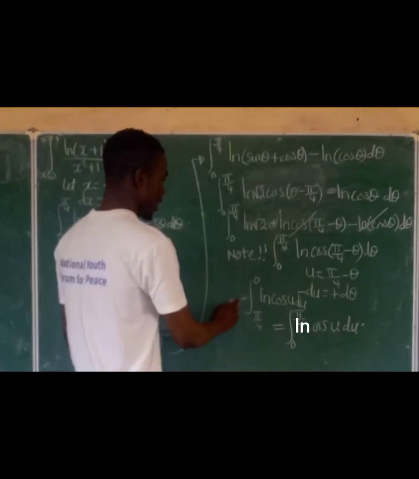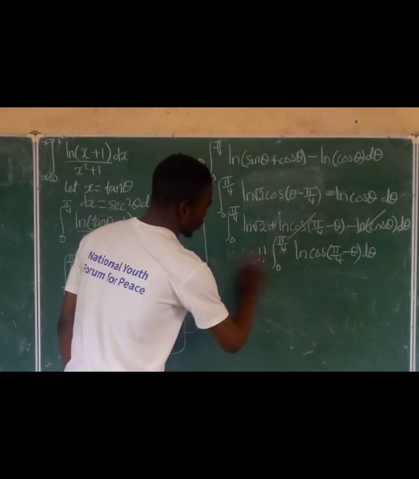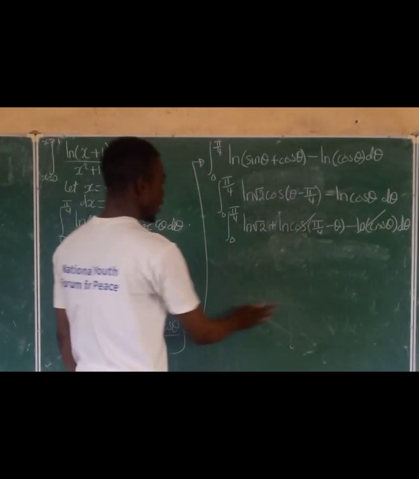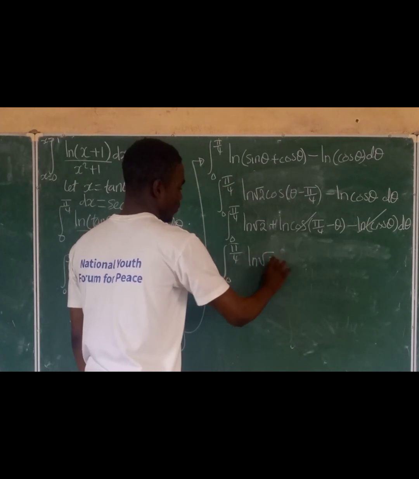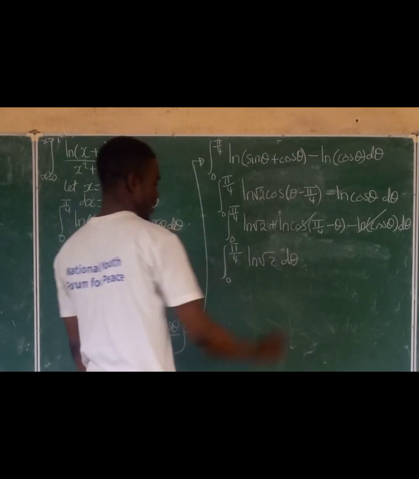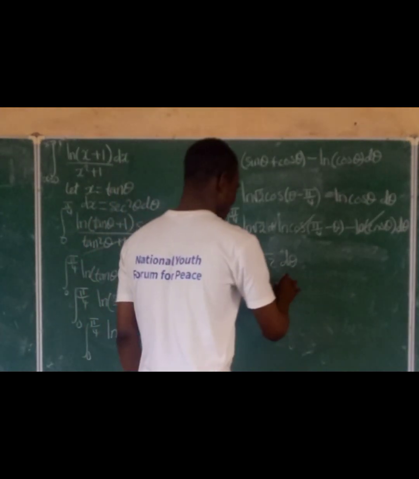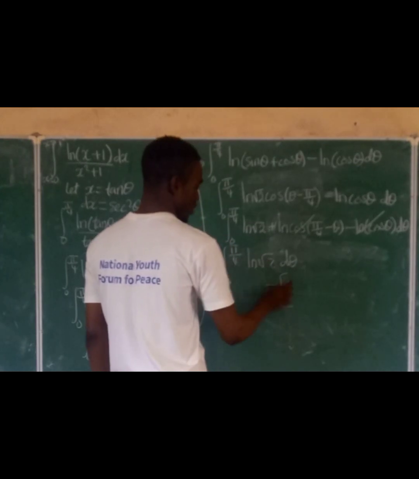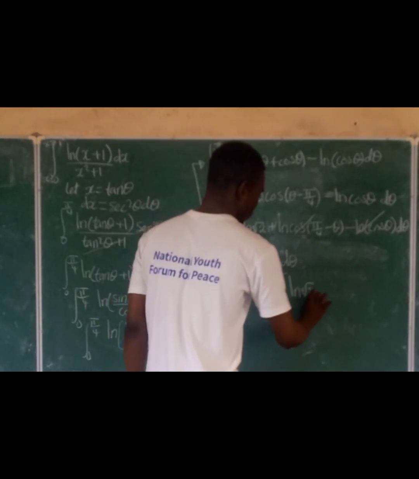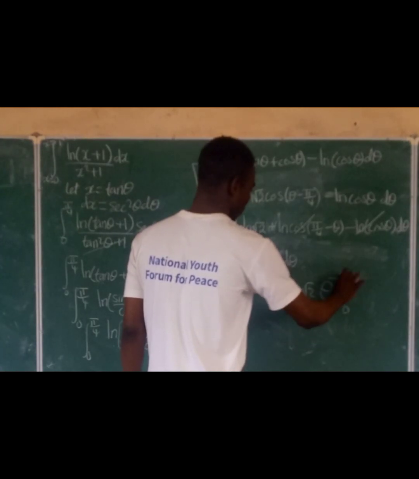So in the end result, I just have the integral from 0 to pi over 4 of ln of root 2 d theta. Like I said, root 2 is a constant. So this one is just going to give us ln of root 2 times theta, with limits from 0 to pi over 4.